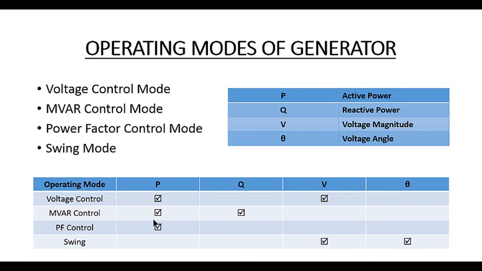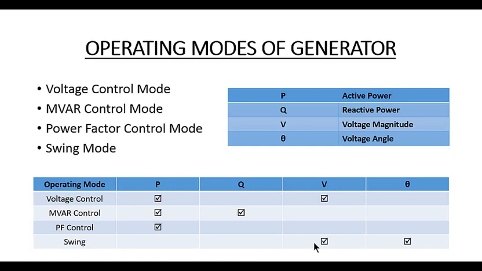In an MVR control mode, the active power as well as the reactive power of a generator is fixed, whereas the voltage phasor, that means the voltage angle as well as the voltage magnitude, are decided by the loads or by the system scenario. These are not fixed. Whereas in the power factor control mode, the active power of the generator is fixed and the reactive power varies in such a way that the overall power factor is constant.